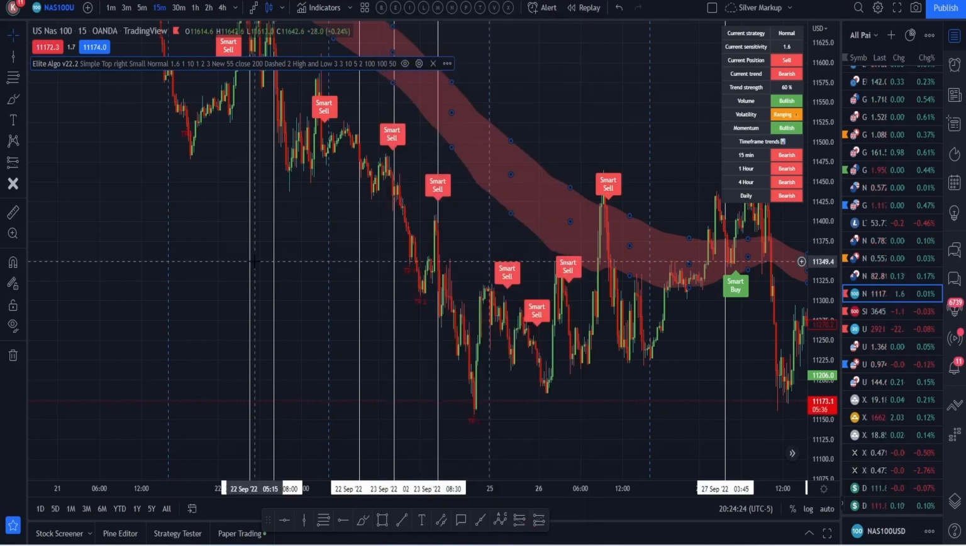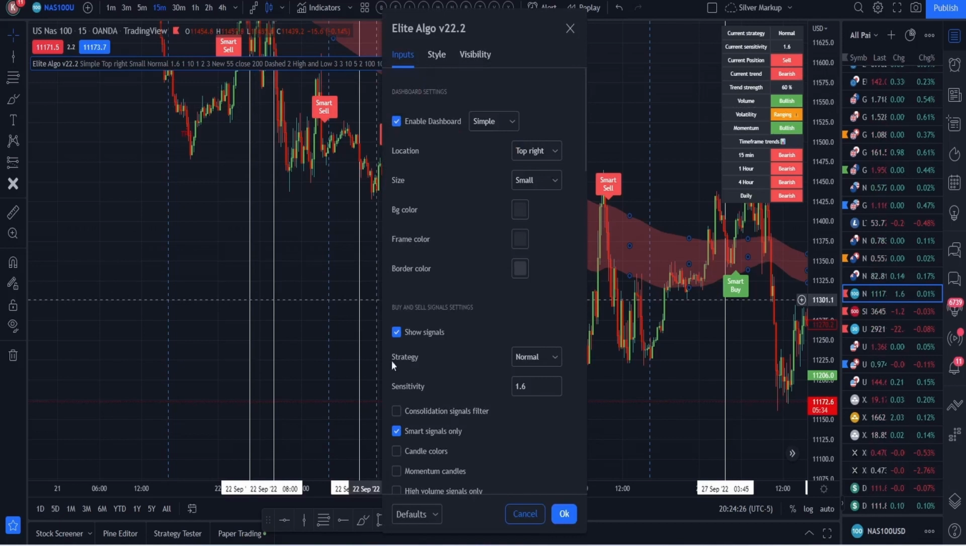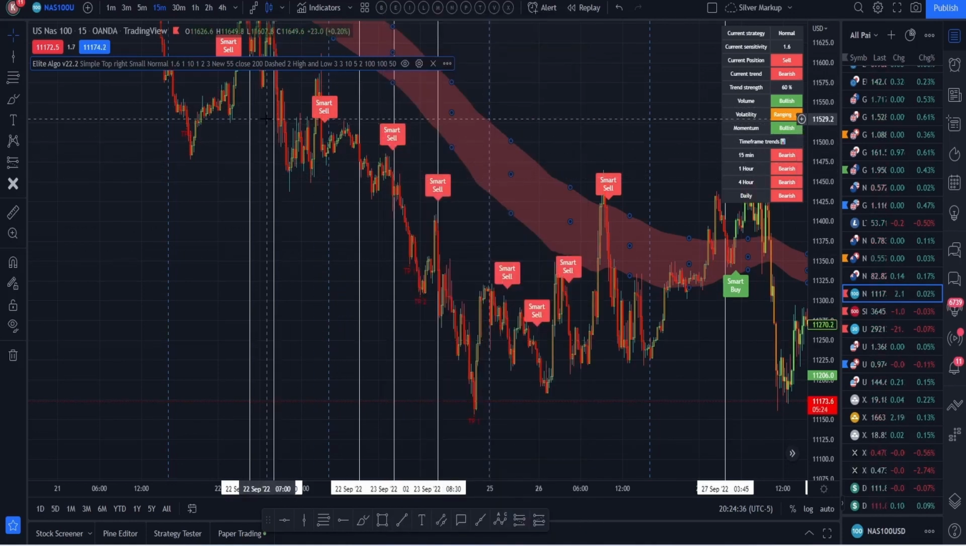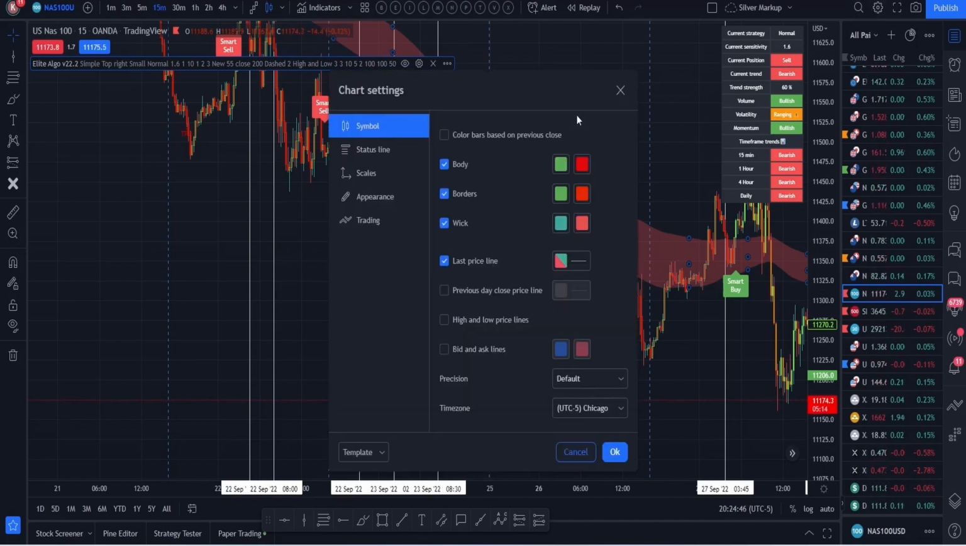Then you also have the candle colors. You can have it just go based off a trend, and it'll tell you what the trend is just based off the color of the candles. Now, what you're going to see when you first do it is probably not going to look correct, because you have to actually change the candle settings on TradingView for it to show.